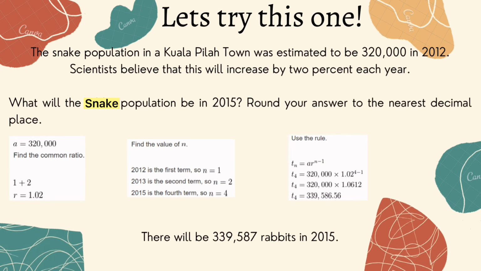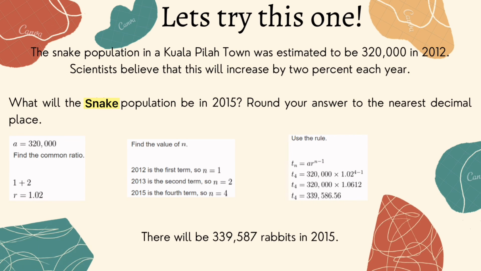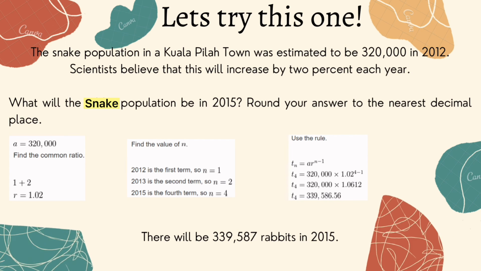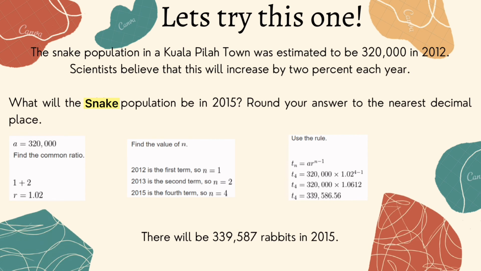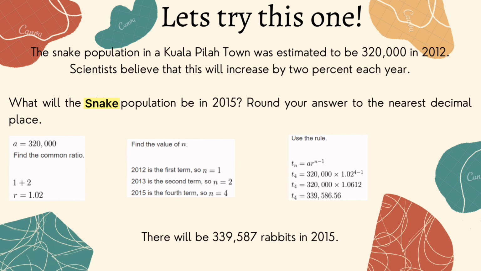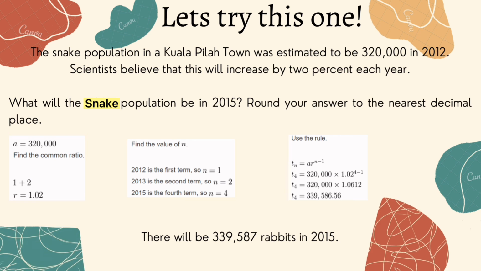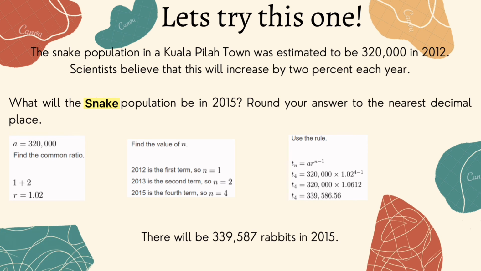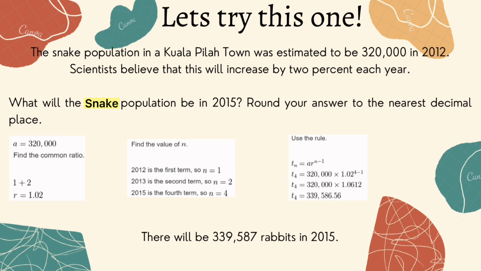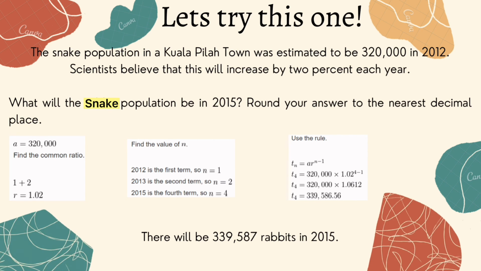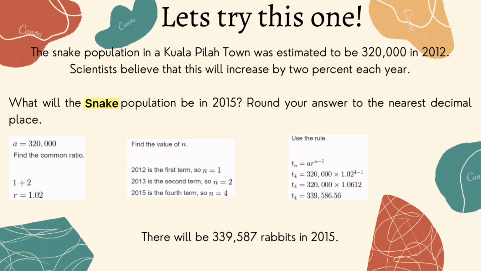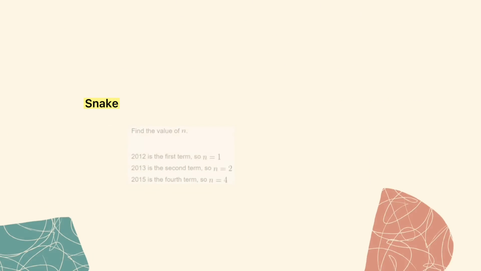Let's try this one. The snake population in a Kuala Pilah town was estimated to be 320,000 in 2012. Scientists believe that this will increase by 2% each year. So, what will the snake population be in 2015? From here, we know that the first term is 320,000 and the common ratio is 1.02. So, we can use the nth term formula in geometric progression to calculate it.